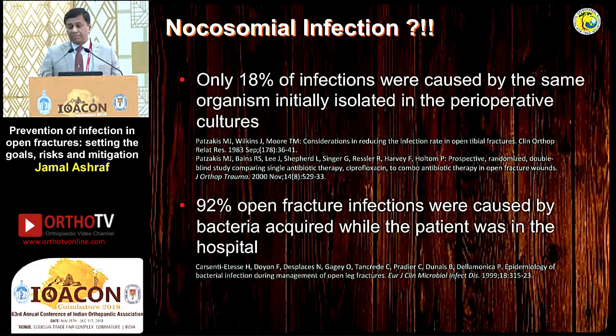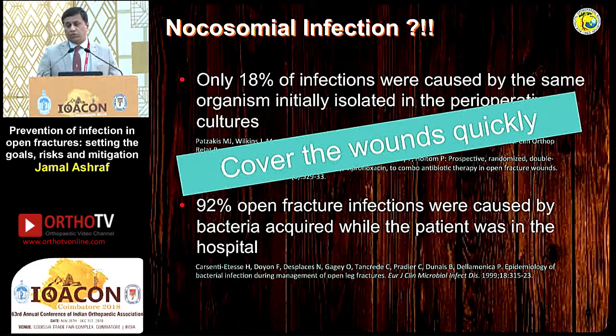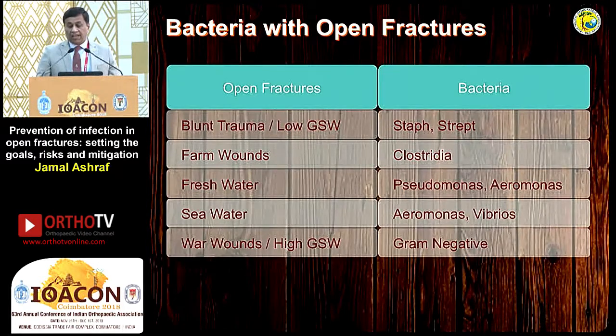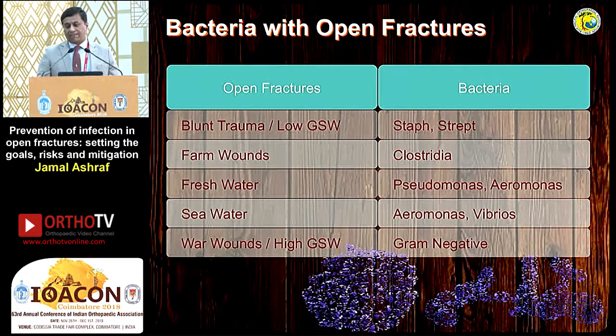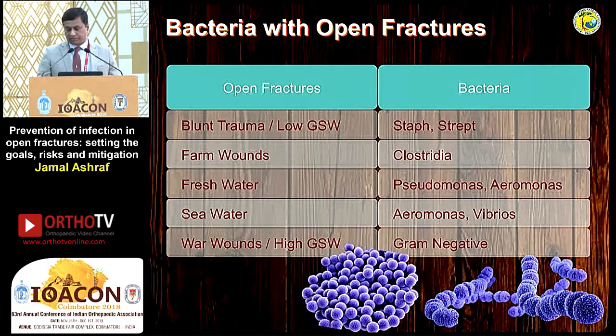Only 18% of infections were caused by the same organism that was initially isolated, whereas 92% were caused by organisms that were acquired in the hospital. This enumerates 2 points. First, it dissuades you from going in for early cultures, and secondly, advises you to cover the wound as quickly as possible. In the majority of open fractures, you will encounter the S brothers, the Staphylococcus and the Streptococcus.